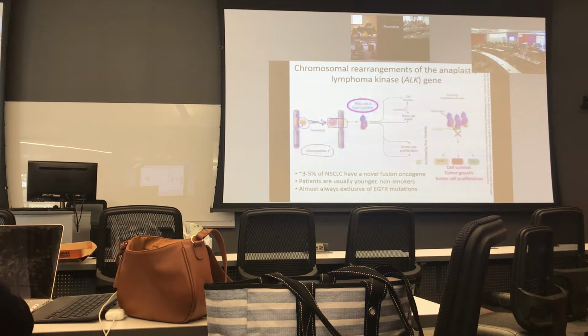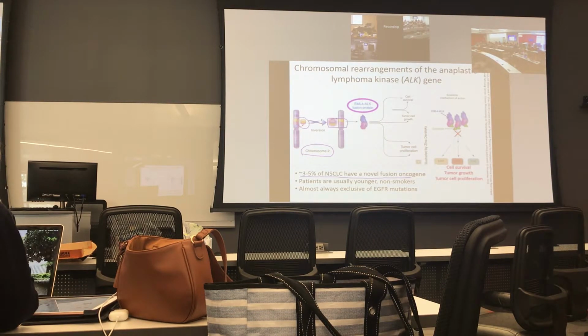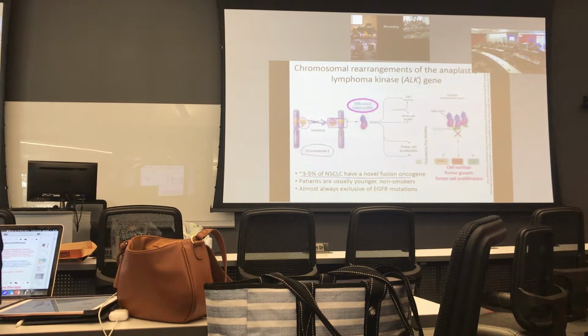This only happens in about 3 to 5% of non-small cell lung cancers, right? A very, very small portion. But when that happens, we have the creation of EML4-ALK fusion protein. So it's literally called the echinoderm microtubule-associated protein-like 4 gene with the ALK, which is anaplastic lymphoma kinase gene. But we abbreviate everything, and so that's also shortened as the ALK gene.